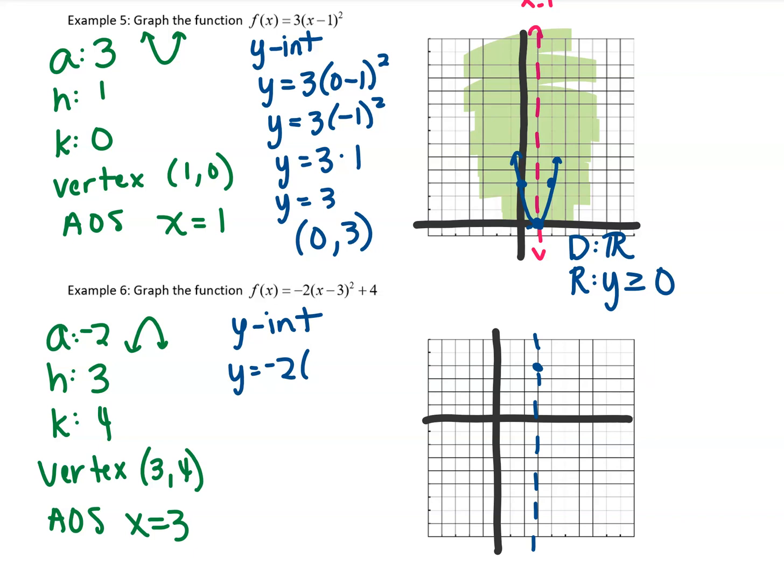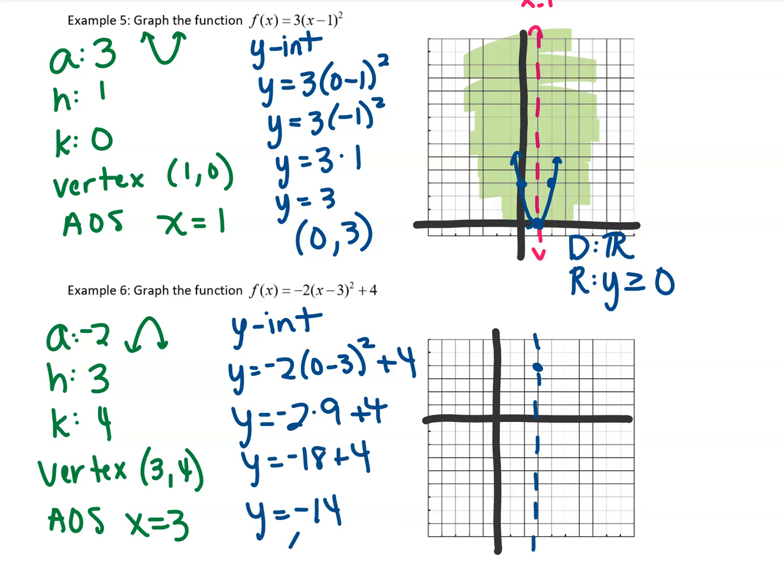You're going to have to go by 2. So 0 minus 3 is -3, squared is 9. -2 times 9 is -18. Plus 4 is -14. So since that's not a great number for my graph, I might pick something else to plug in for x. The y-intercept is often really good, but sometimes there's something better. So since our axis of symmetry is here at 3, I'm going to pick something in between 0 and 3 to give me maybe a better number.